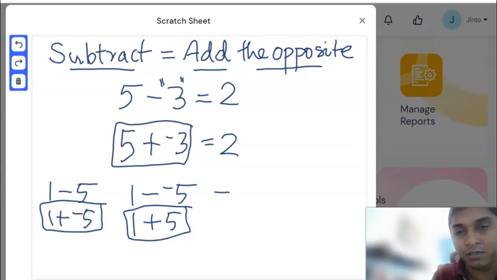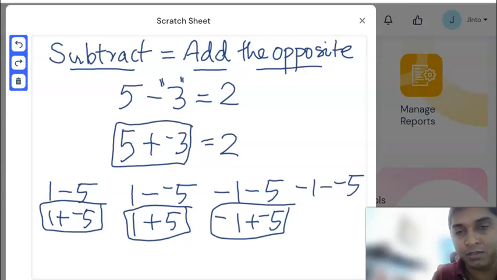Now the third one is from a negative number you subtract a positive number. That's another way of thinking about subtraction. There also you add the opposite, negative 1 plus negative 5, so you apply the addition rule and you get negative 6 as the answer. And the last one, from a negative number you subtract a negative number. There also you add the opposite, negative 1 plus 5, and you get 4 as the answer, here negative 6 as the answer, here 6 as the answer, here there is negative 4 as the answer.